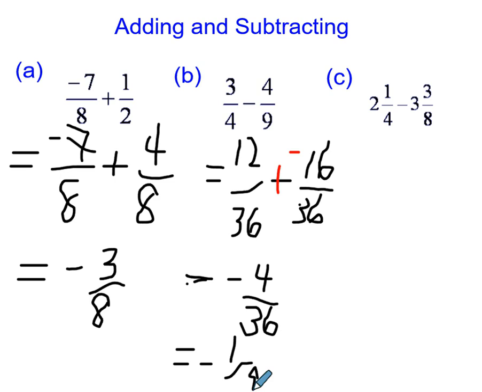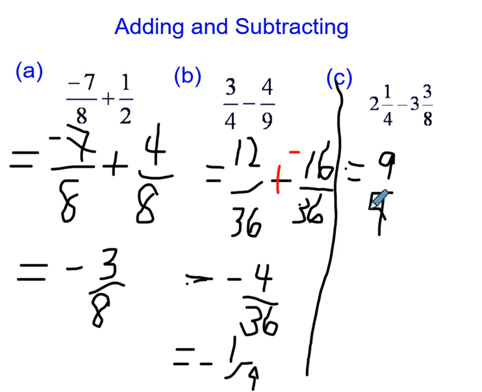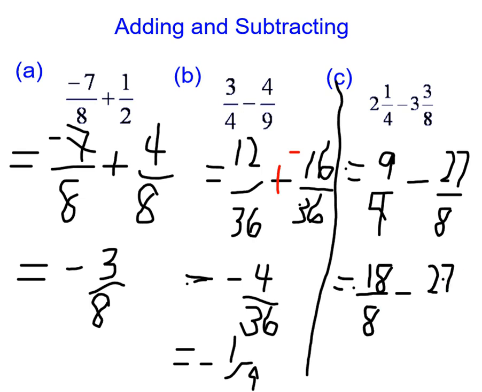And then this last one, I'll just put a little line so that you see. First thing we do, we always change mixed fractions into improper. So that's 2 times 4 plus 1, that's 9/4. And then 3 times 8 is 24, plus 3 is 27. And then we get a common denominator, which in this case will be 8. And this will become -9/8.